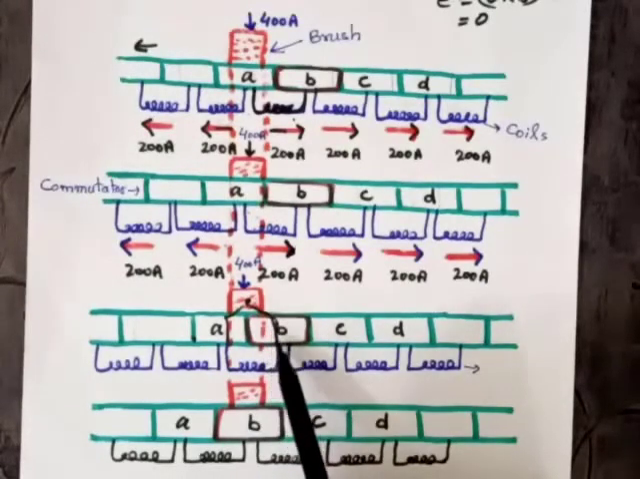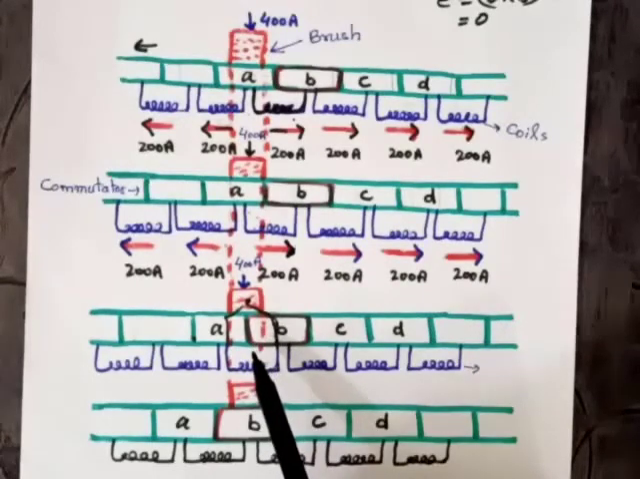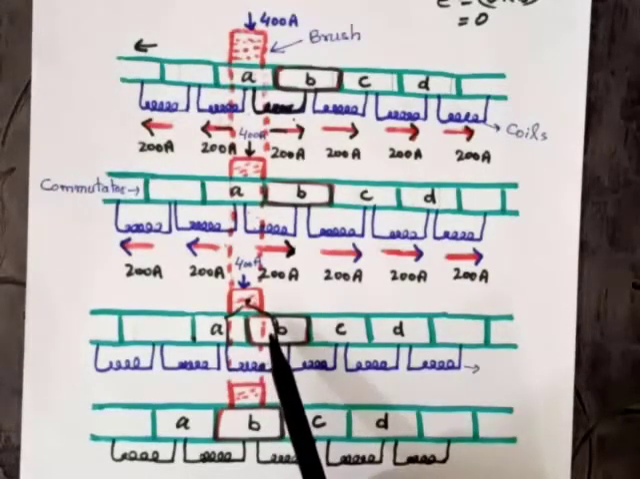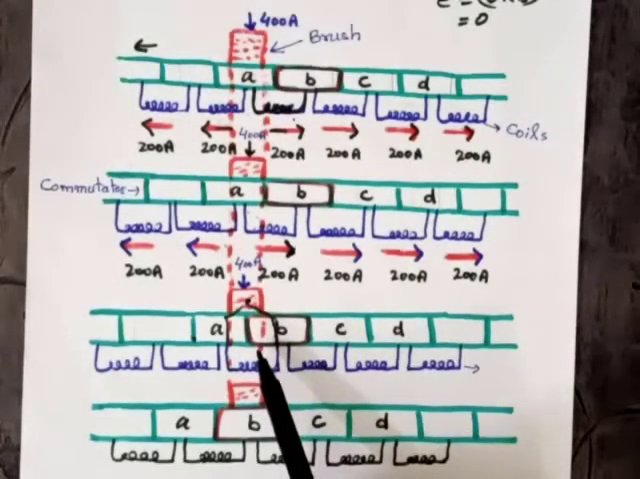an inductive kick comes, which is the main problem that exists in the commutation process. As we know, the conductor does not like any kind of change. Therefore, it will induce a large voltage which will oppose the change.